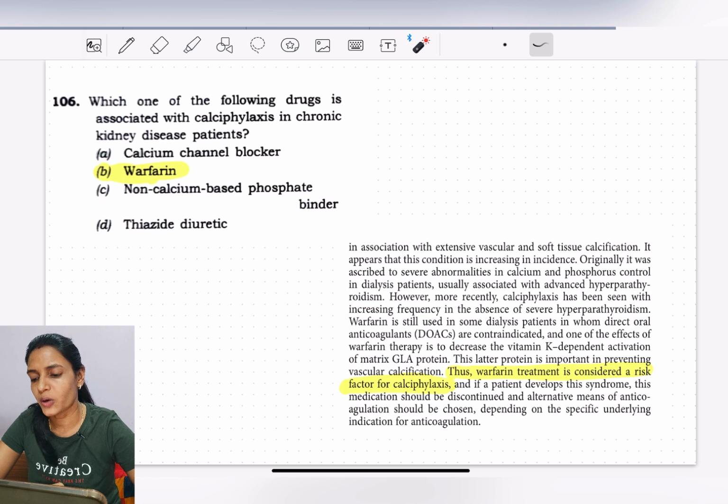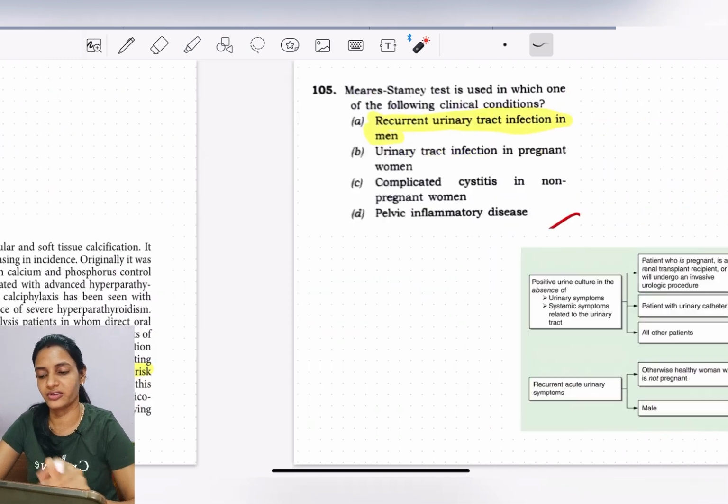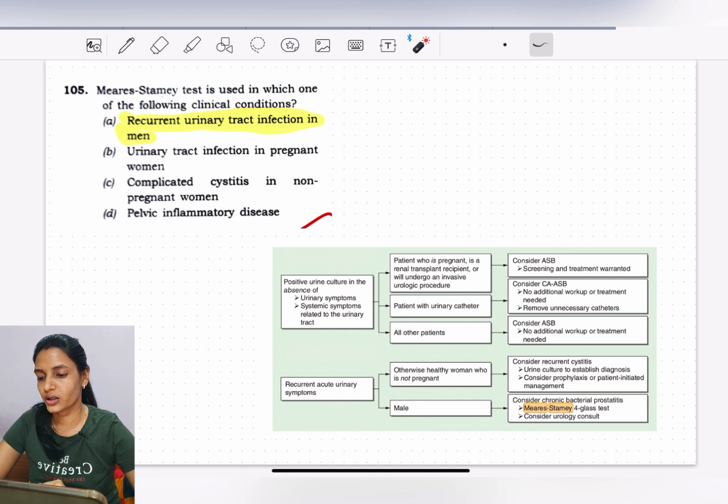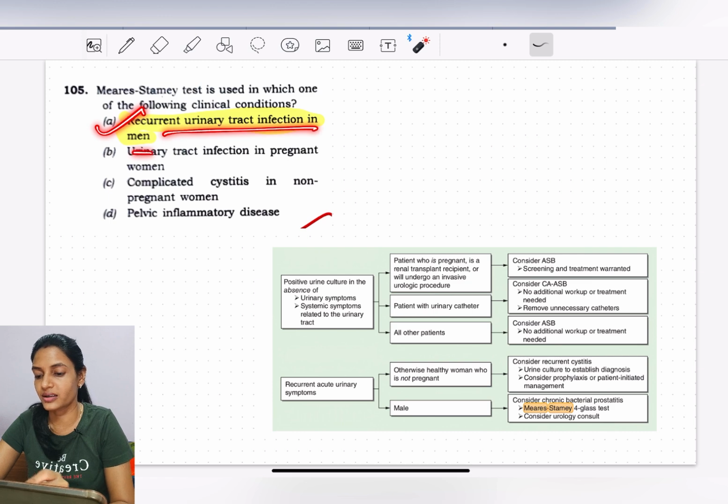Next they are talking about the association of drug with calciphylaxis in chronic kidney disease. So warfarin treatment is considered a risk factor of calciphylaxis. So answer is warfarin. Next they are talking about the Meares-Stamey test, used in which of the following clinical conditions. So in recurrent acute urinary symptoms, the Meares-Stamey test is used. So answer is recurrent urinary tract infection in men.